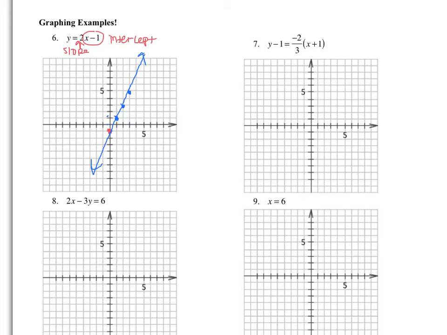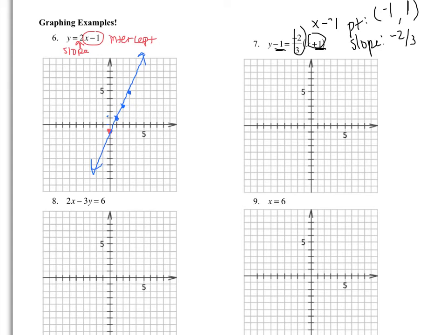Okay, next one, example 7. This is in point slope form, which means I'm going to be given a point, and I'm going to be given the slope. The slope is what's in front of the x, the -2/3. The point is the one that's a little more confusing. That's these two numbers. But remember, in point slope form, I have y minus y1. So here I have y minus 1, so my y value is 1. So it's the opposite sign. Here, this is like x subtract -1, which means my x is -1.